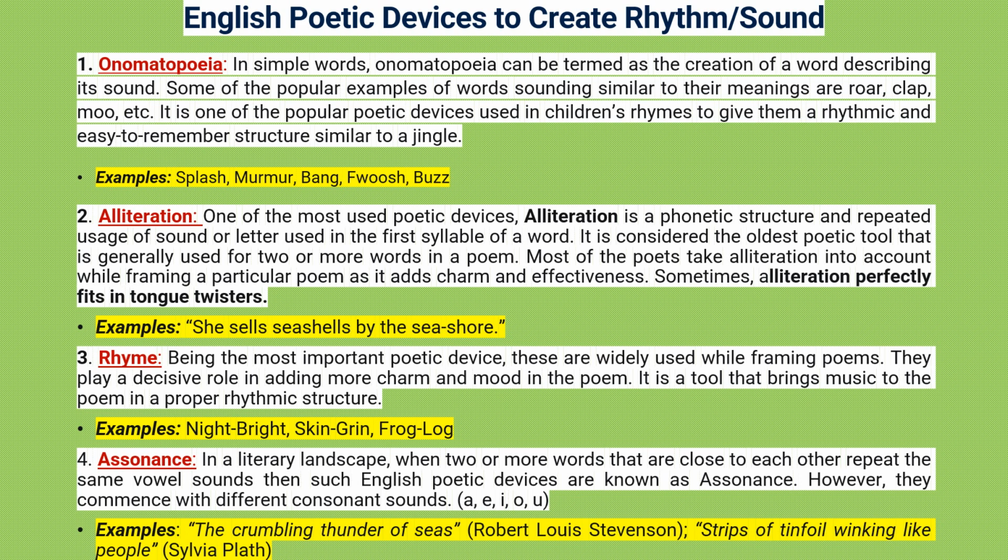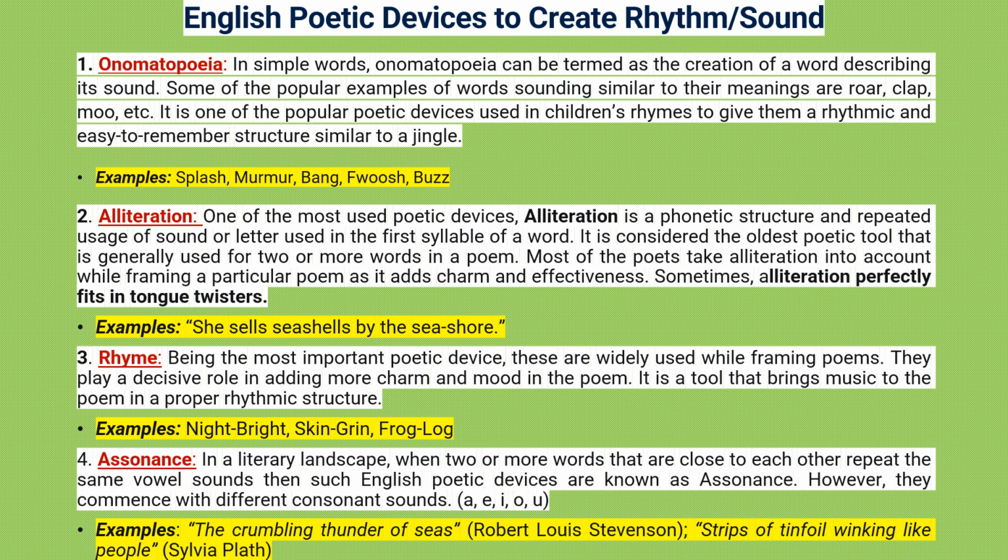The second poetic device given is alliteration. All of you are very well aware of this poetic device. Alliteration is a phonetic structure with repeated usage of a sound or letter in the first syllable of words. Sometimes they form very good tongue twisters. The tongue twister is given to you; you can practice it. One more example that comes to my mind is a fair farm furrow. So the first sound is repeated. This is an example of alliteration.